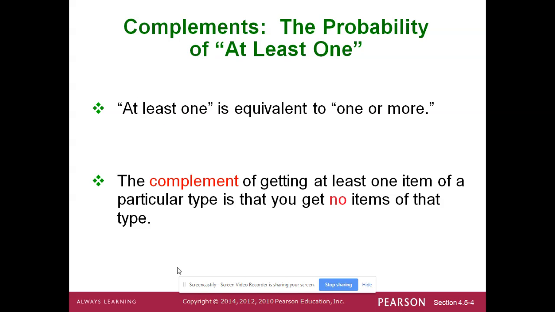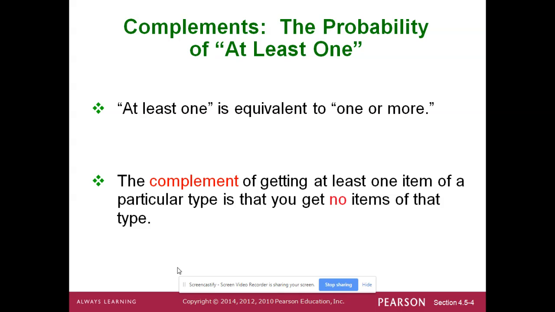All right. Probability of the at least one cases. Okay. The at least one case is one or more occurrence. That's what at least one means. The complement of getting at least one item of a particular type is that you get no items of that particular type.